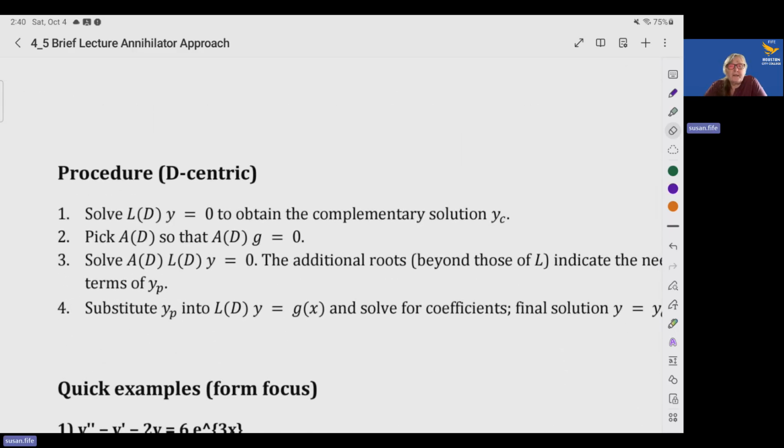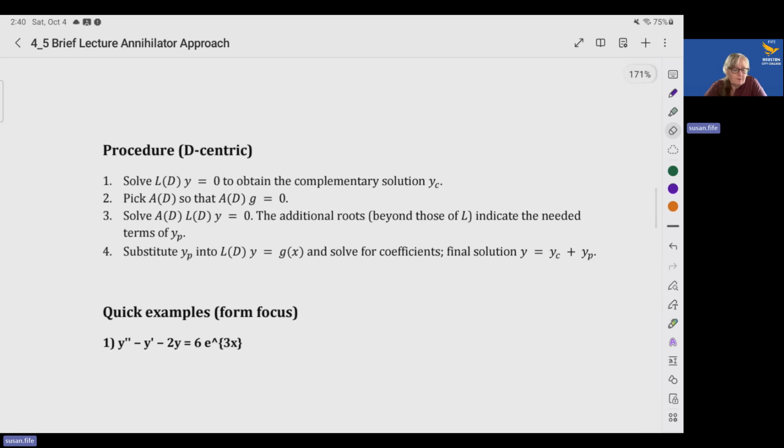So our basic procedure, let me zoom out just a little bit. We're going to solve L of D applied to y equals 0 to obtain the complementary solution. We're going to pick the annihilator function A of D so that A of D applied to g will give you 0. And then we're going to apply that annihilator function to the left side of the equation, and that'll give us a new homogeneous equation to solve. It includes the functions that you need to annihilate the g.